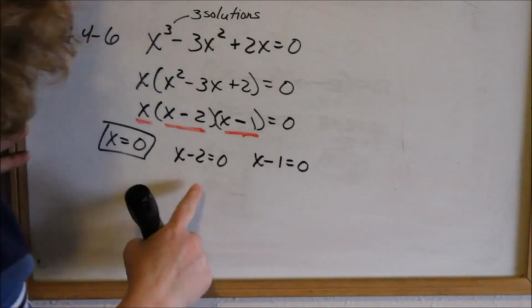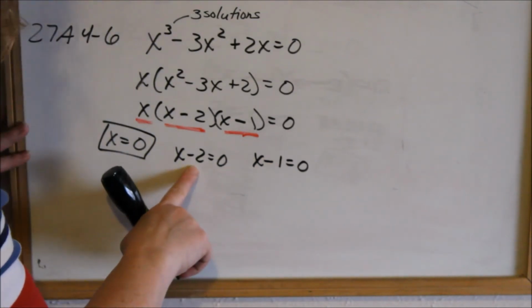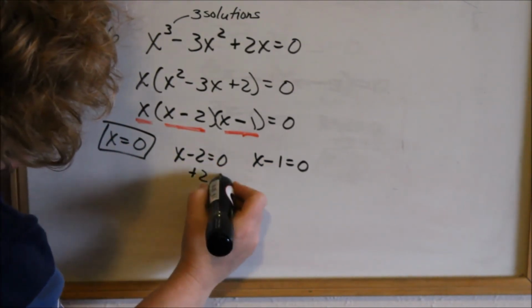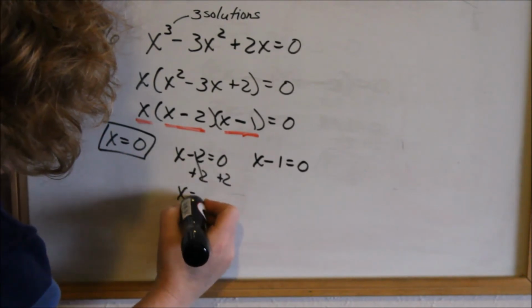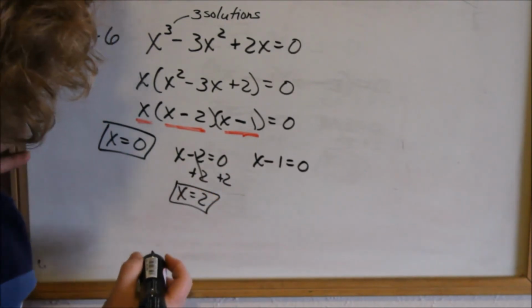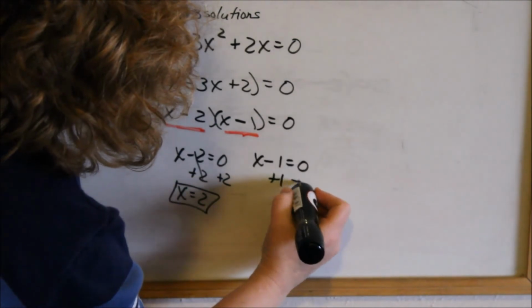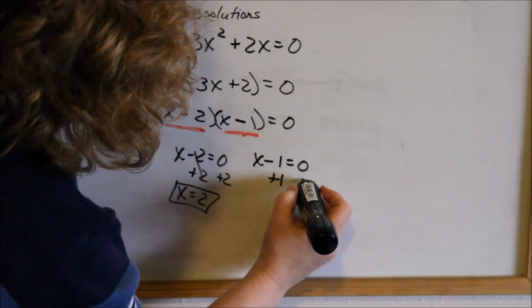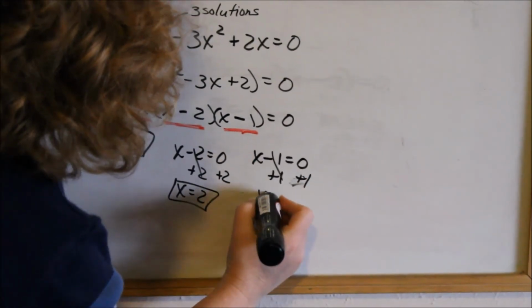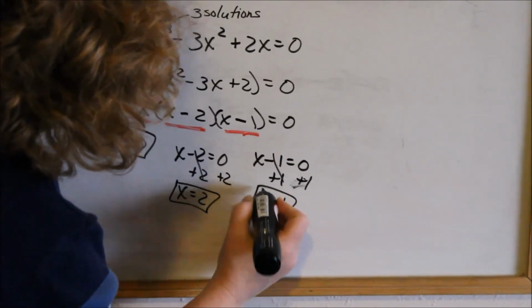Now I set my x minus 2 equal to 0, and then I set my x minus 1 equal to 0. Solving for x in this one, move my 2 over, x equals 2. That is my second solution. Moving my 1 over, x equals 1. That is my third solution.